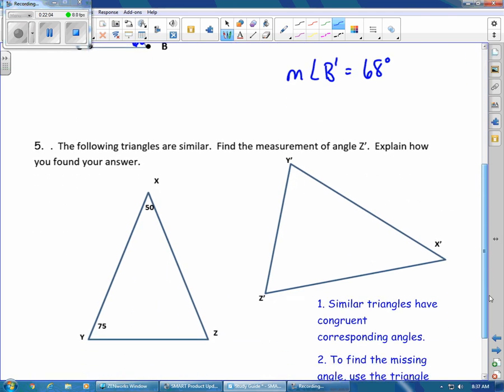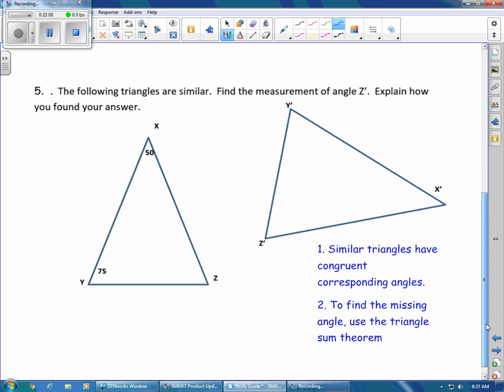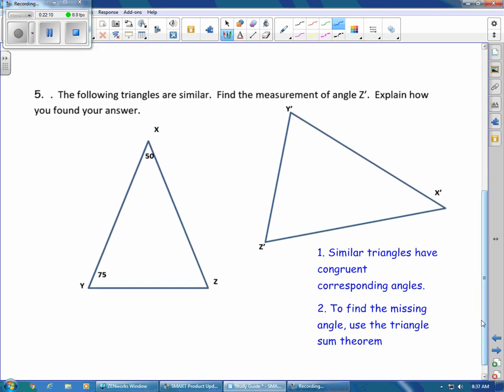The following triangles are similar. Find the measurement of angle Z prime. Explain how you found your answer. Okay, this is going to be the same type of problem. So since they are similar, I know angle X is 50, so X prime is also going to be 50. Angle Y is 75, so Y prime is also going to be 75. And so Z is my unknown.